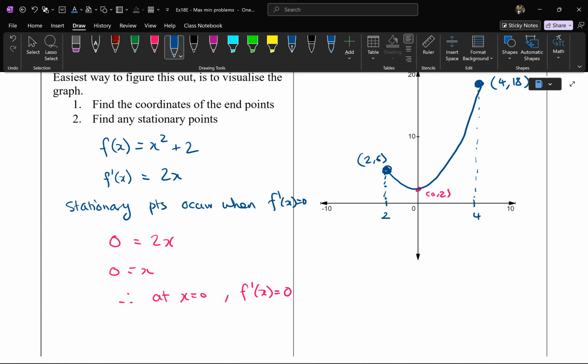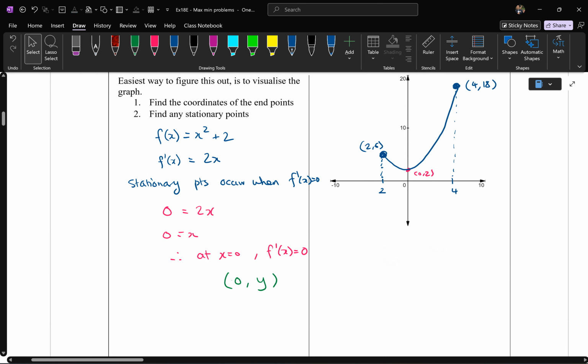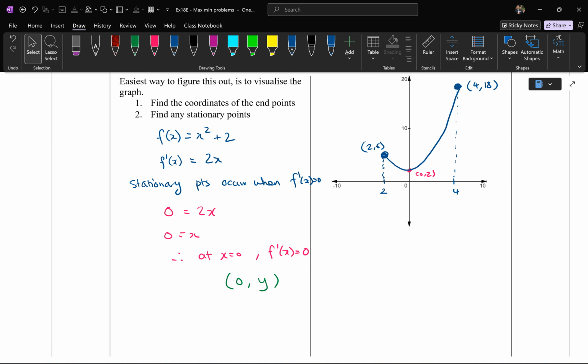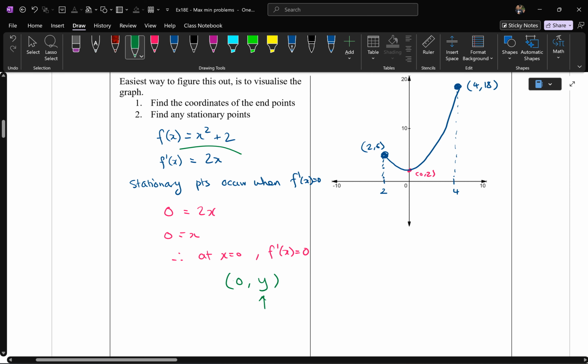But that only means that you just found x is 0. You still don't know what y is. So how do you find that stationary point? I know it's 0, 2, but you've got to prove it to me. Show me how I would get 0, 2. So how am I going to get this y value? Adi. Very good. Not this one.